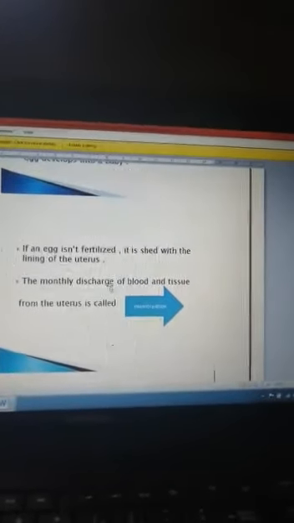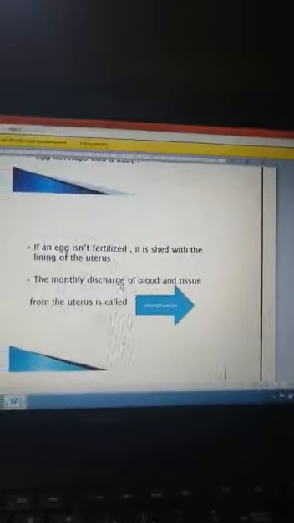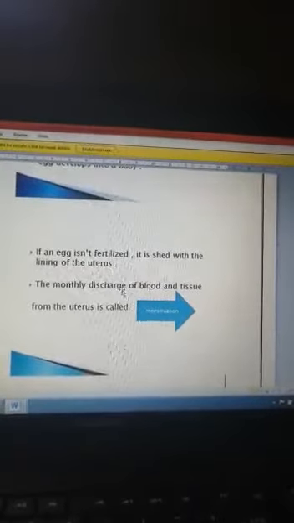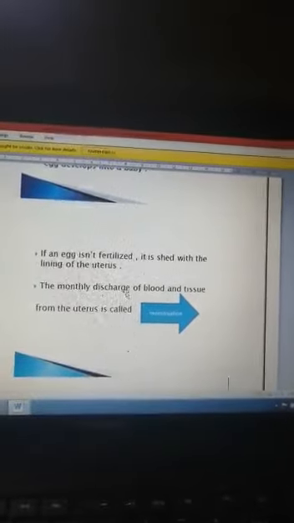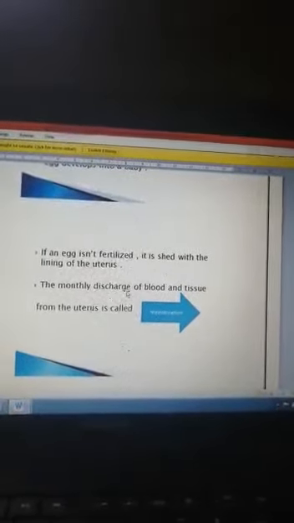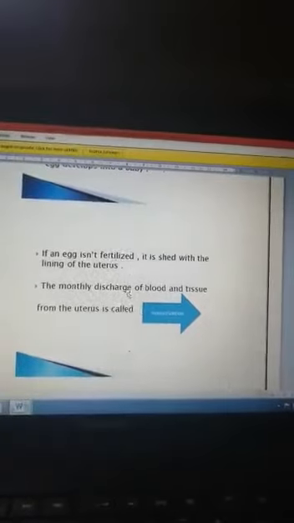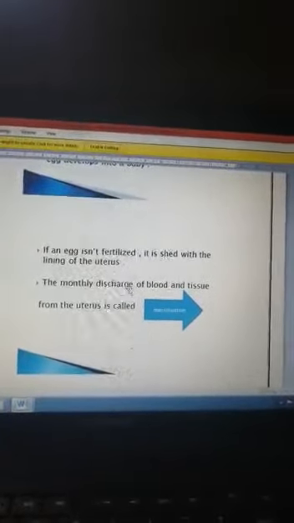If an egg isn't fertilized, what will happen? The monthly discharge of blood and tissue from the uterus is called menstruation.